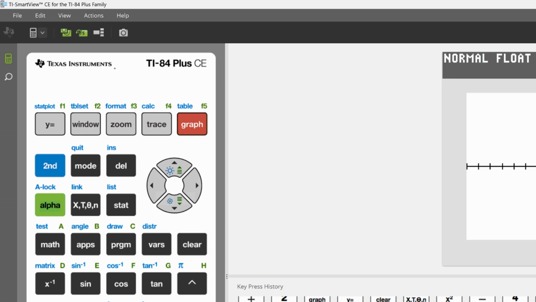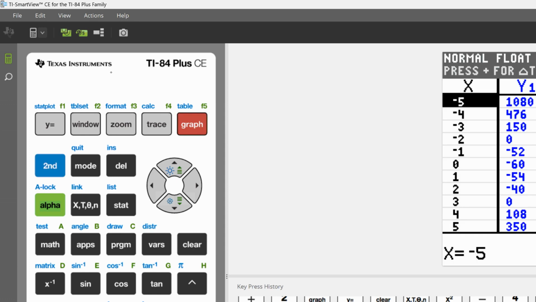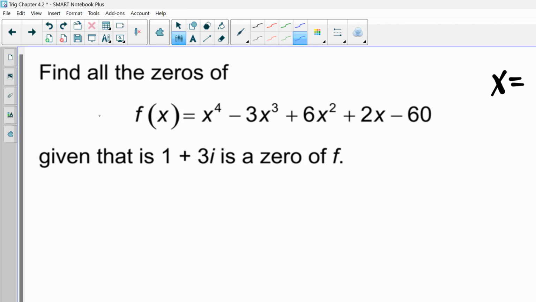Graph. We see it does cross the x-axis in 2 places. Well, we have negative 2 and 0. We're looking for when y is 0, so negative 2 and 3 would be the other 2. And we have a total of 4, so we are done.